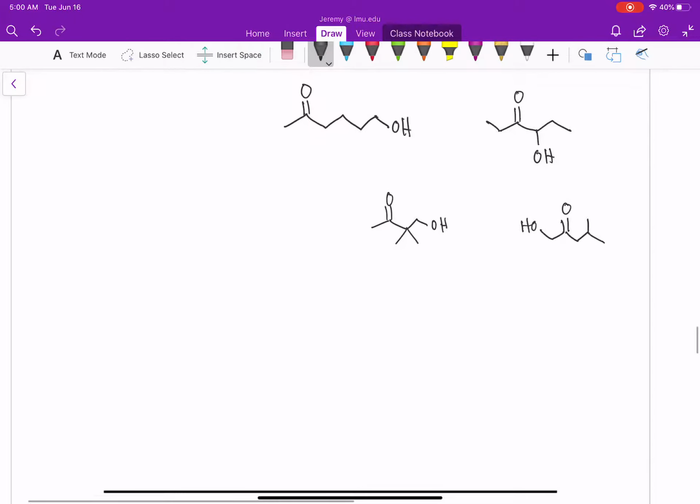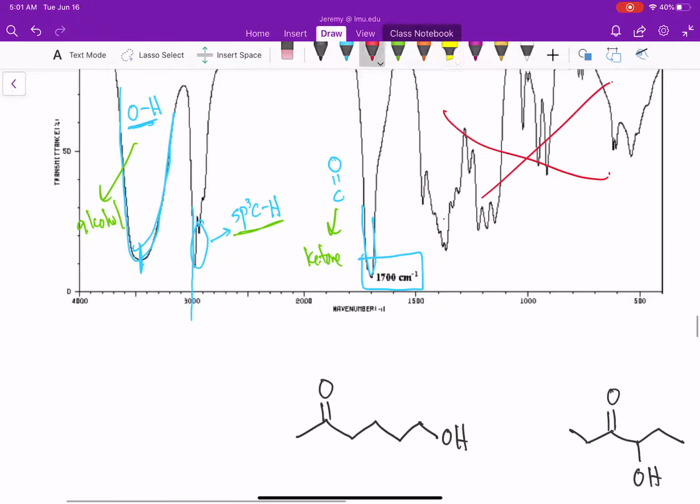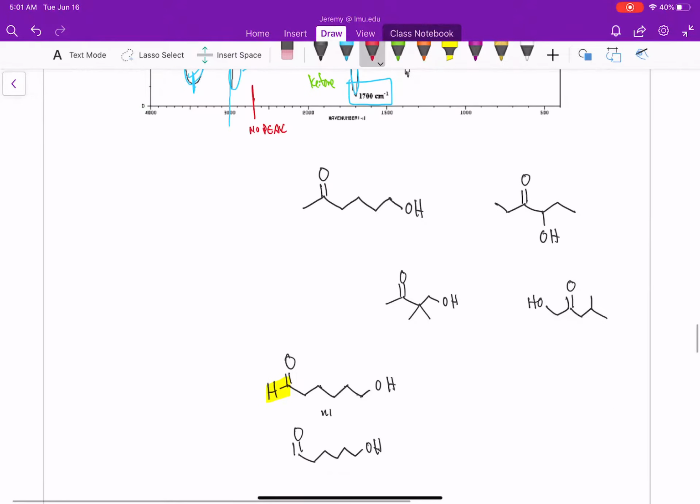Let's talk about a few structures that are not okay. This structure would not fit. If I just had my carbonyl at the end, that would not work. Why? This is an aldehyde, and what we should see is a peak at 2700, but there's no peak at 2700. So this cannot be an aldehyde.